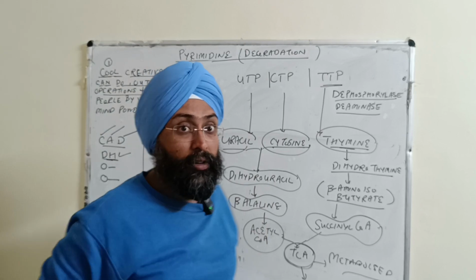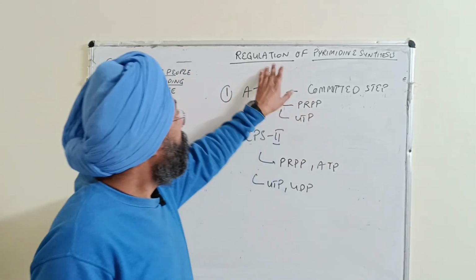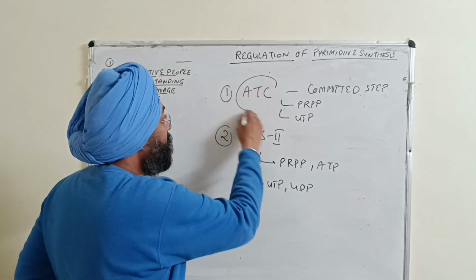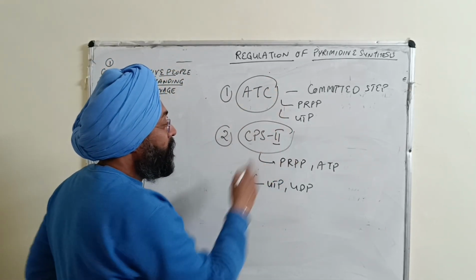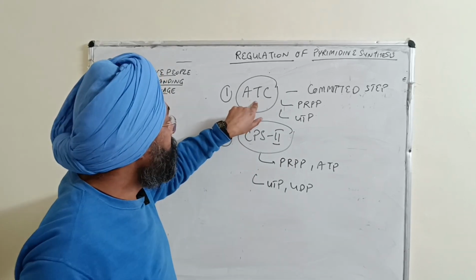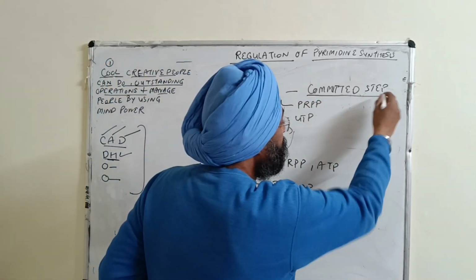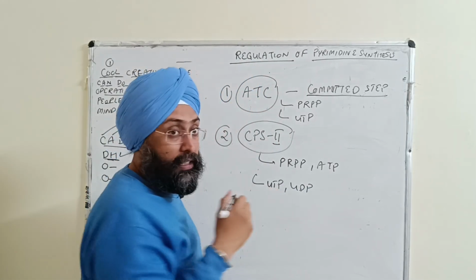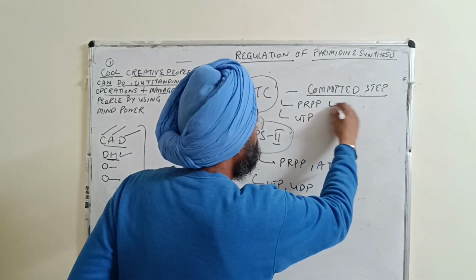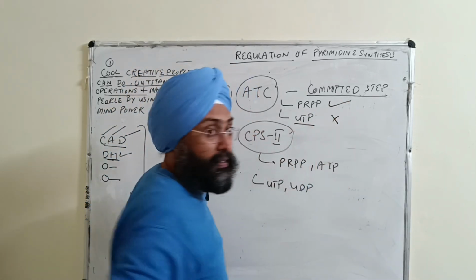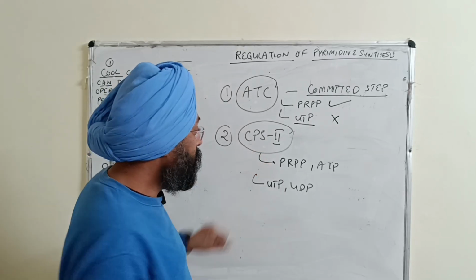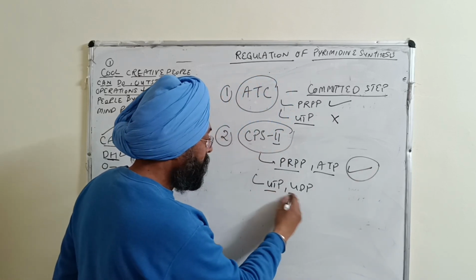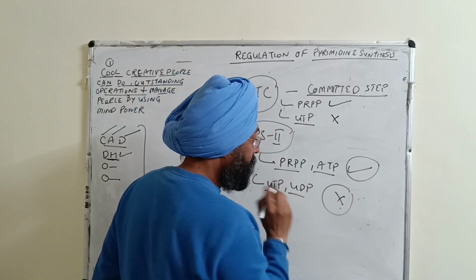Now let's start with regulation. Start with the regulation of pyrimidine synthesis. It is regulated at two levels. First is the enzyme aspartate transcarbamylase, and second is carbamyl phosphate synthetase 2, right? And ATC is a committed step in the regulation, right? And it is regulated by end product, right? Feedback mechanism of end product, right? PRPP activates it and UTP inhibits it, right? And in case of CPS2, phosphoribosyl pyrophosphate and ATP activate it, and UTP and UDP inhibit it, right?